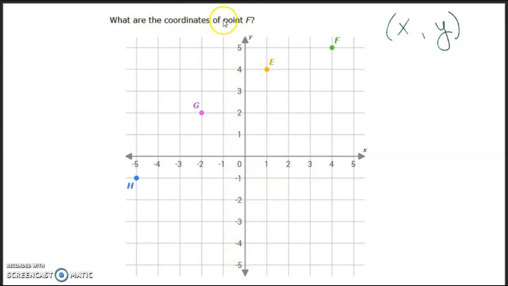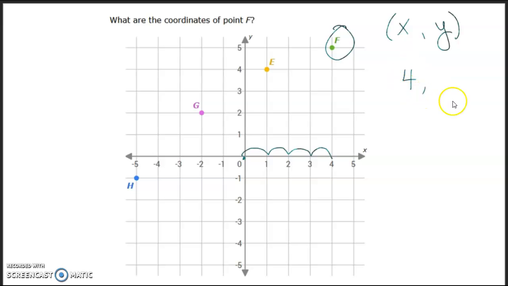So it says, what are the coordinates of point F? The first thing we need to notice is that's point F. I'm always going to start at the origin, which is the middle of the graph, and I need to know how I can get to point F. It's kind of like telling your friend directions. So you're going to go 1, 2, 3, 4, which is a positive 4.